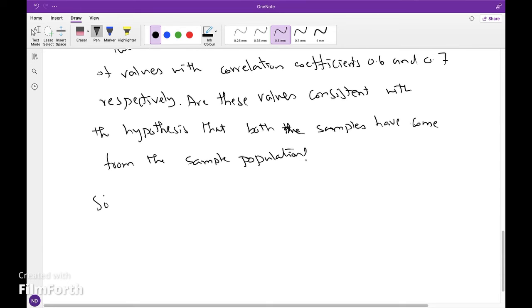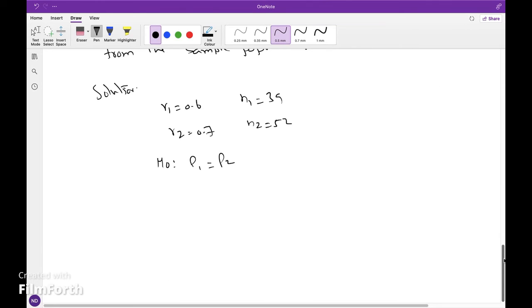Solution. In this problem, r1 = 0.6, r2 = 0.7, n1 = 39 and n2 = 52 are given. The null hypothesis is that these two are equal, that both samples have come from the same population. The alternative hypothesis is that they are not.